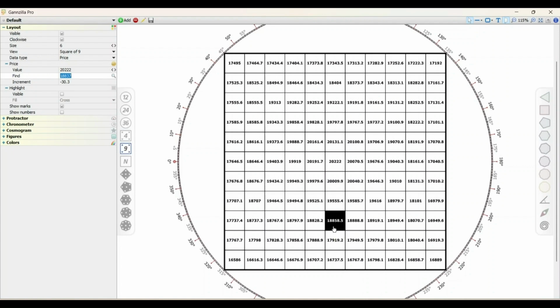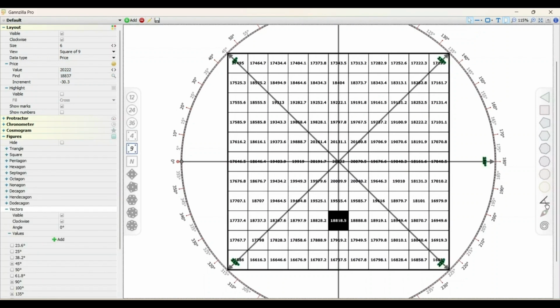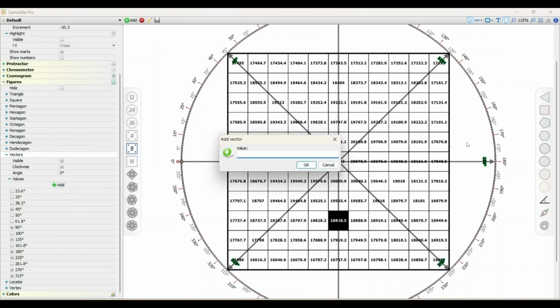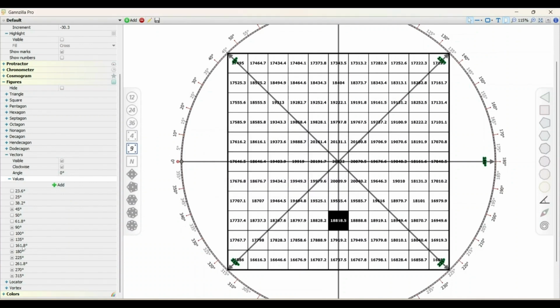Now the next step you have to do is to use the vectors. So here you can see the vectors option. So just select the vectors option. When you scroll down here you can see the add option. From add option, add 45 degree, 90 degree, 135, 180, 225, 270 degree, 315 degree. So you have to add these angles here. Here is our value 18858 and here is our vector. We will consider all the levels on this line which are 20009, 1955.4, 17917 and 1637. So these levels will act as major resistance and support levels.